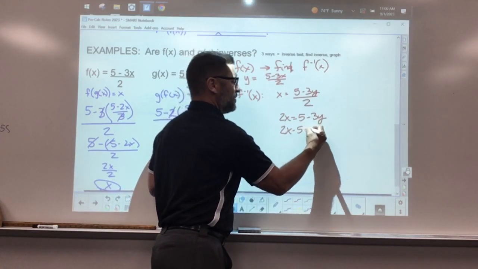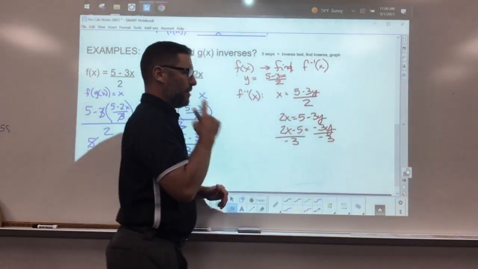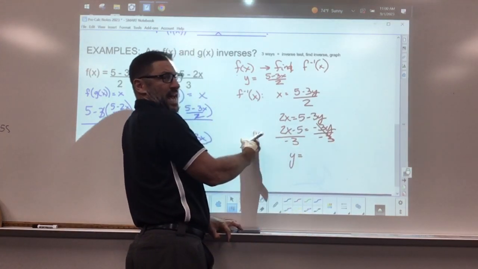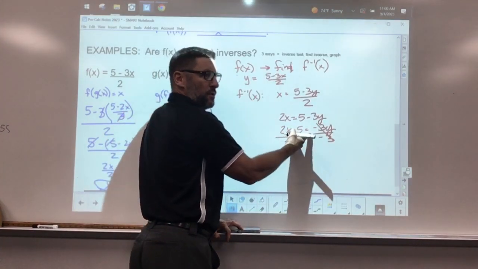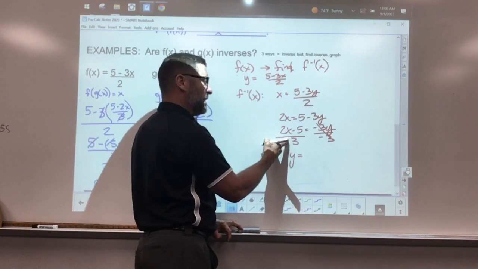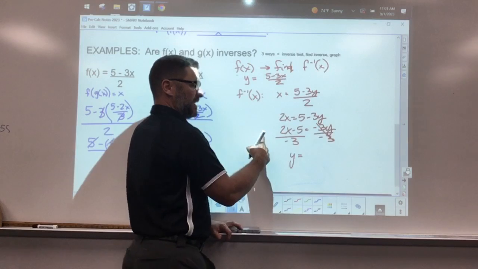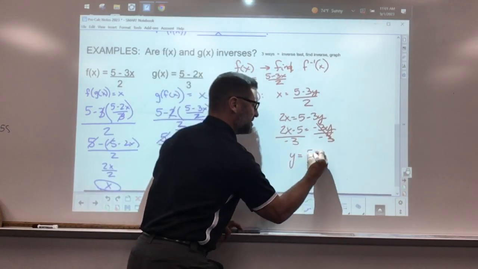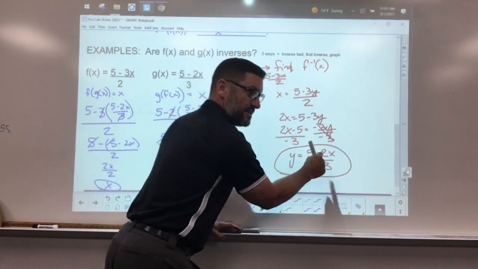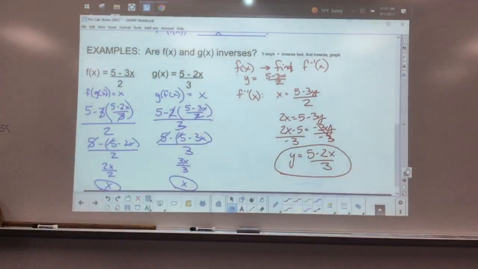2x minus 5 equals negative 3y, and I'll divide by negative 3. Now, this is a little bit tricky, but that negative, I can pull it out and then distribute it through, and the essence of that negative is it changes both signs up on top if I pull it off the bottom. Think about it. If I pull it out in front, there's a negative out in front. Now I'm going to distribute it through. It becomes positive 5 minus 2x over 3. Okay, this is the inverse of f. Do you notice anything?